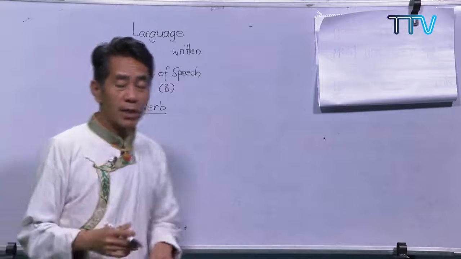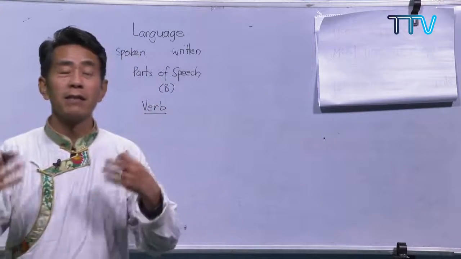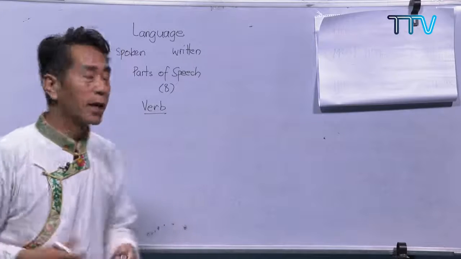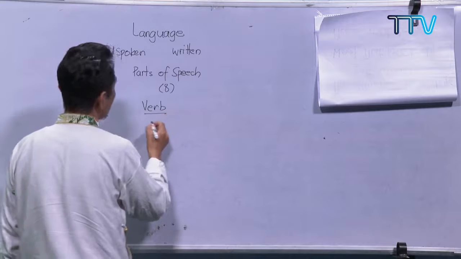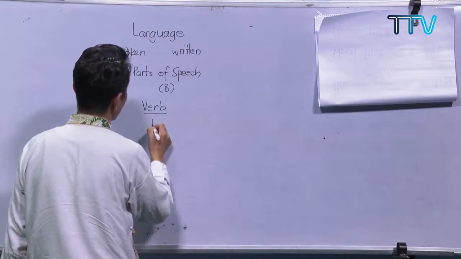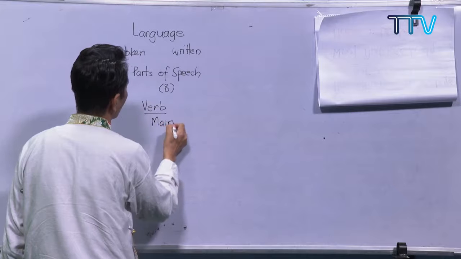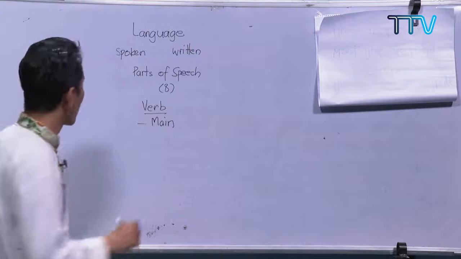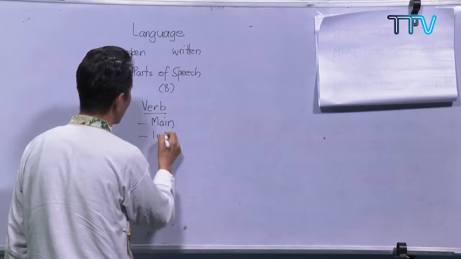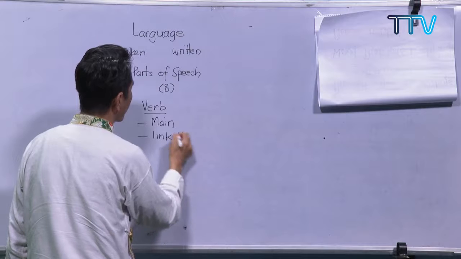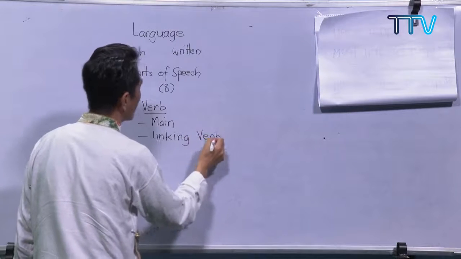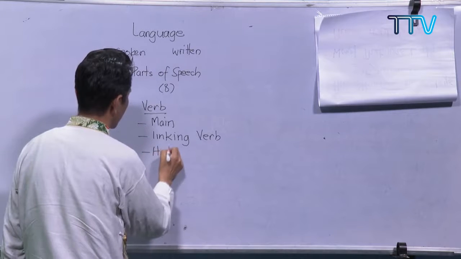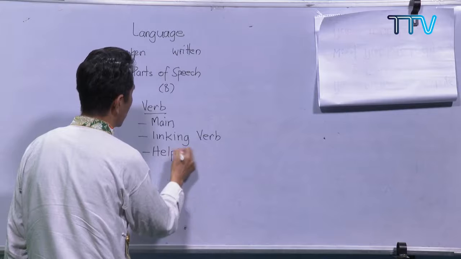I also remember telling you that when we say verb, it doesn't mean that the word should always show some action. No. In the verb form there are 3. The first one is the principal or main verb. And what is the second verb? Do you remember? The second verb is called the linking verb. And the third one is the helping verb.